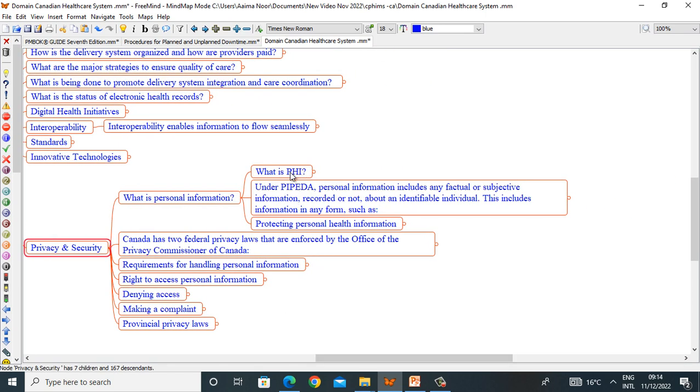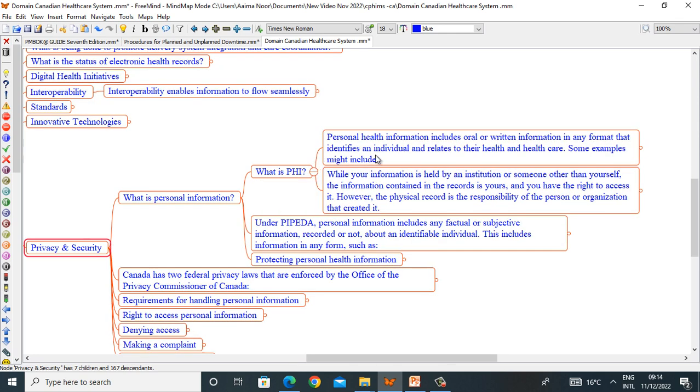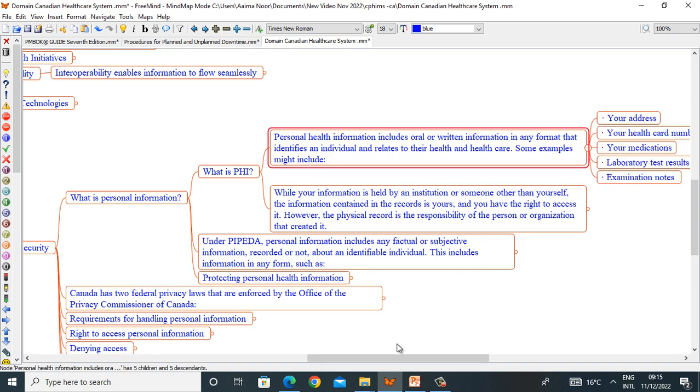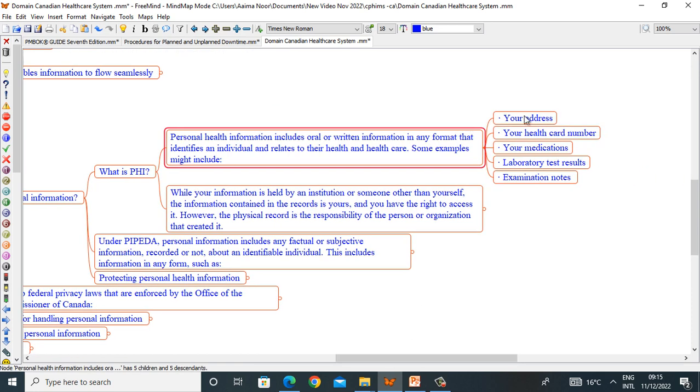What is PHI? PHI stands for Personal Health Information. Personal health information includes oral or written information in any format that identifies an individual and relates to their health and healthcare. Some examples might include your address, your health card number, your medications, laboratory test results, and examination notes.